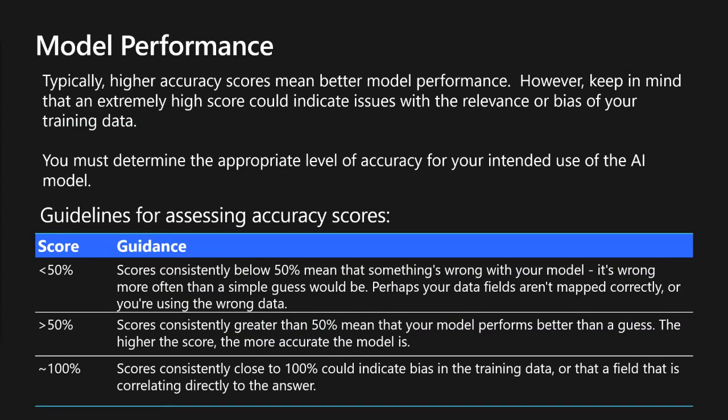If your score is sitting right at 100% or very close to 100%, that could indicate that there's bias in the training data or that a field is correlating directly to the answer.